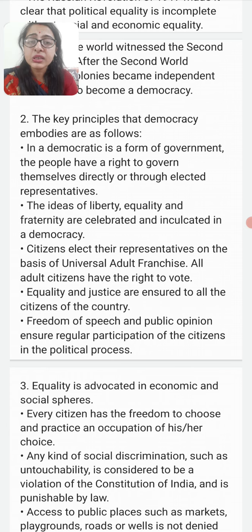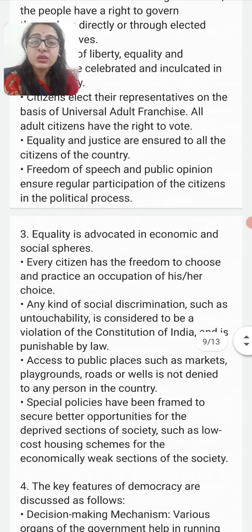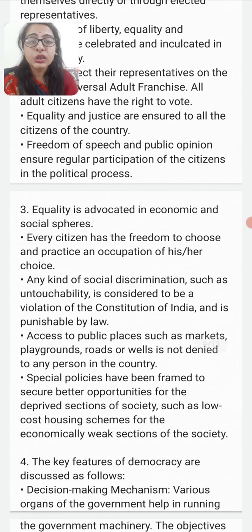Citizens elect their representatives on the basis of universal adult franchise, and all the adult citizens have the right to vote. Next, equality and justice are ensured to all the citizens of the country. All are given equal rights and justice. Freedom of speech and public opinion ensure regular practice of these, and they are vital for the success of democracy.